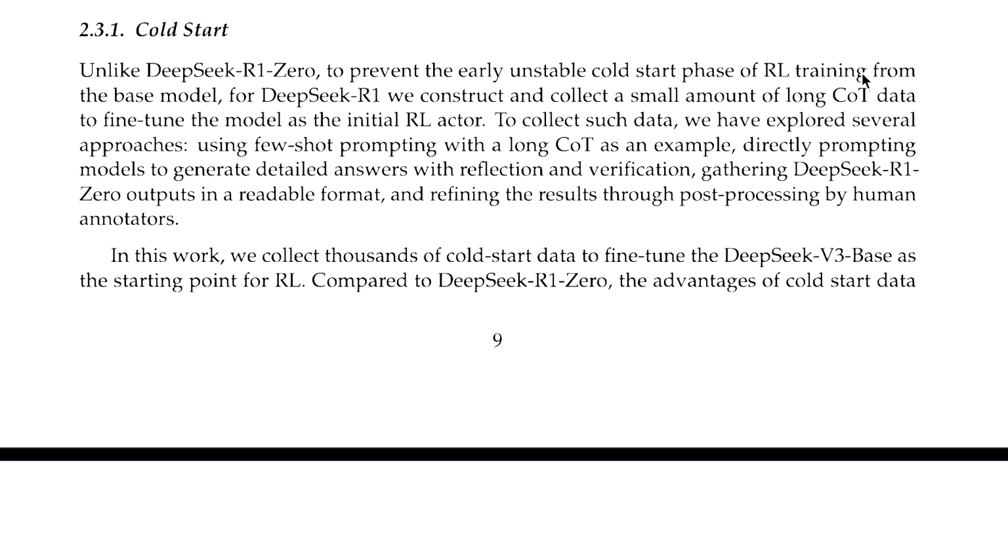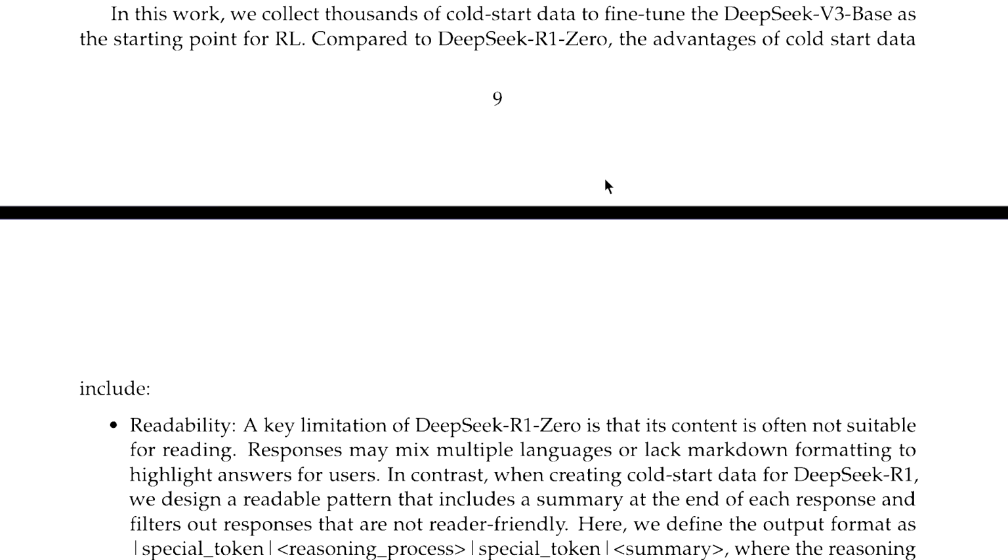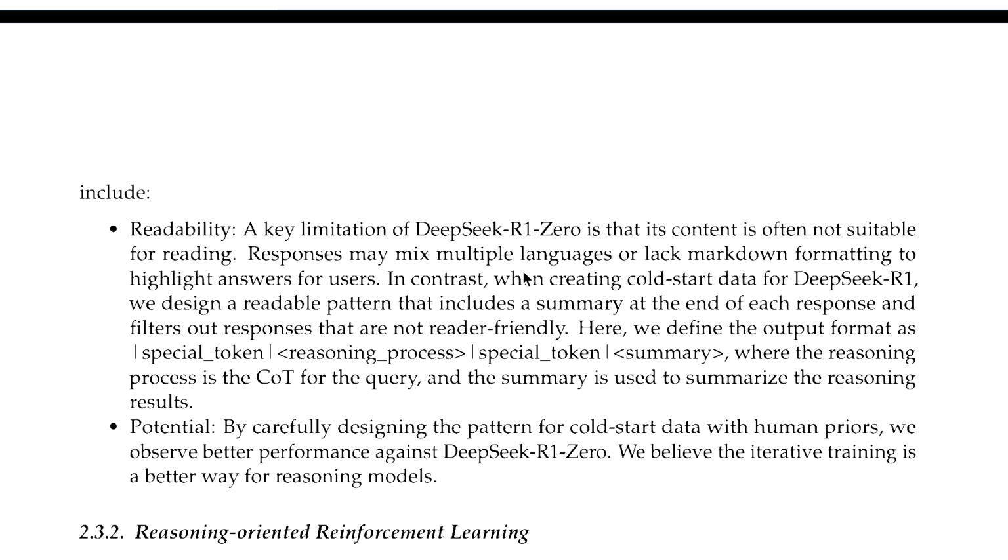So you see here, directly prompted models to generate detailed answers with reflection and verification. We prompted it for reflection and verification as well. Readable formats. And then in this work, we collect thousands of Coldstart data. So if I increase that data set, with different types of problems, going beyond math to code, etc., we would get the same answer. So again, I think I've reproduced what's happening with the Coldstart pieces. What we haven't done is then run that through the reinforcement learning. But again, I think we can do that maybe in a future video.